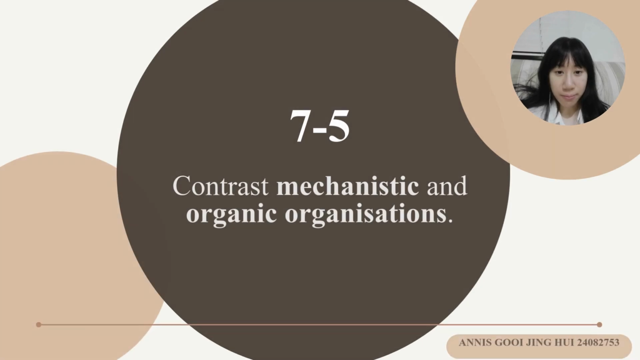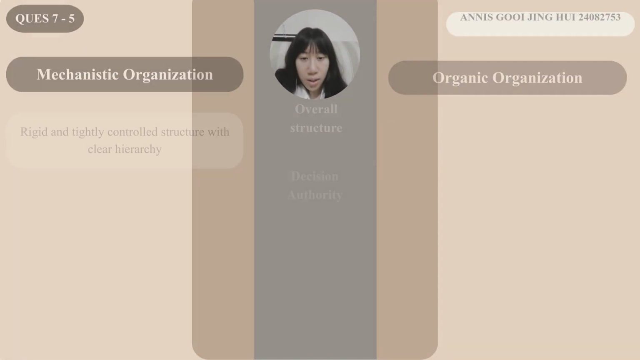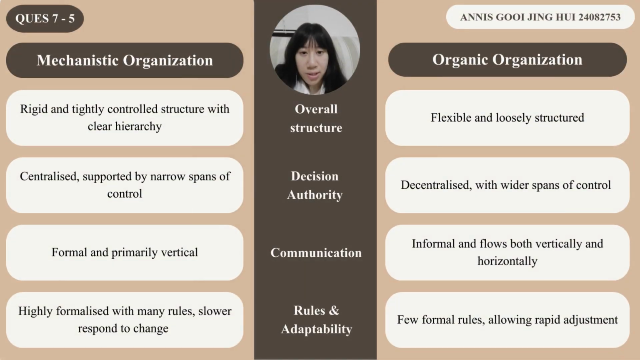Good day, everyone. My name is Anis, and today I'll be answering question 7-5, that is, contrast mechanistic and organic organization. First, in terms of structure, a mechanistic organization has a rigid and tightly controlled structure. It emphasizes a clear hierarchy, high specialization, and strict departmentalization where employees have well-defined roles.